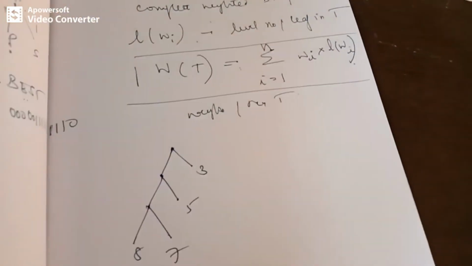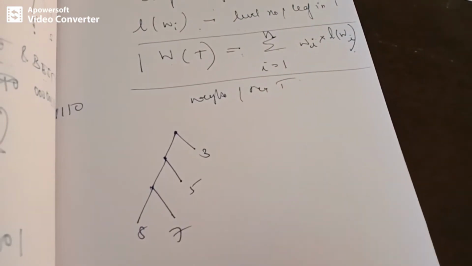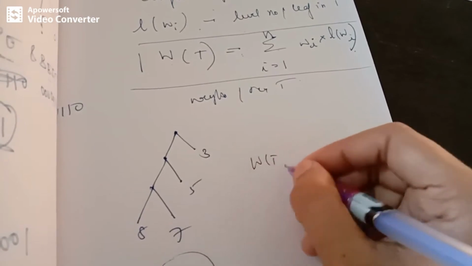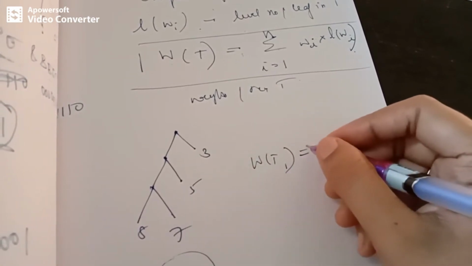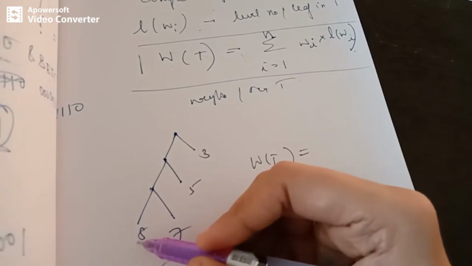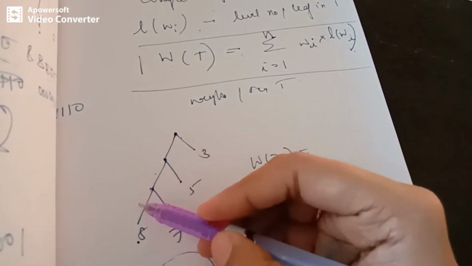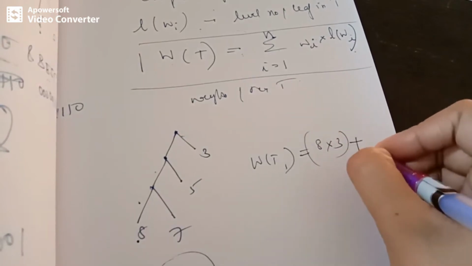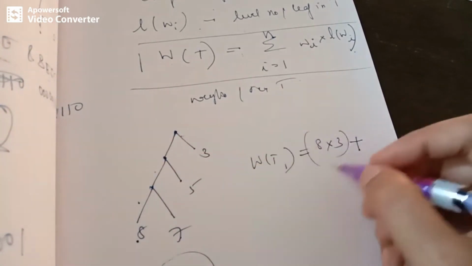Okay, so this is the tree. I am taking this as an example of tree T1. So what will be the weight of T1? It is represented by the weight in that particular level and the level number. You can observe the level number is 3. So 8 into 3 plus 7 into again 3, correct?